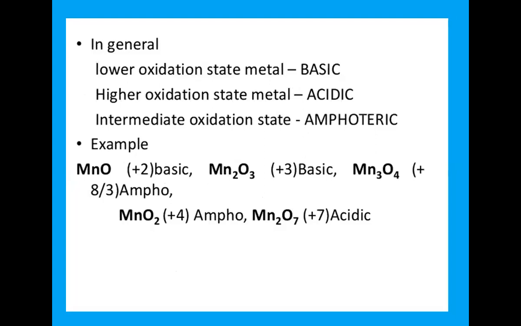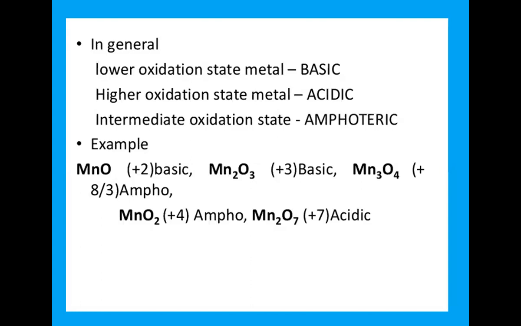In general, how to predict? If they are in their lower oxidation state, then those oxides are basic in nature. If they form oxide in their highest oxidation state, then they are acidic. If they are in an intermediate oxidation state, they are amphoteric. Lower oxidation state, basic. Higher oxidation state, acidic.